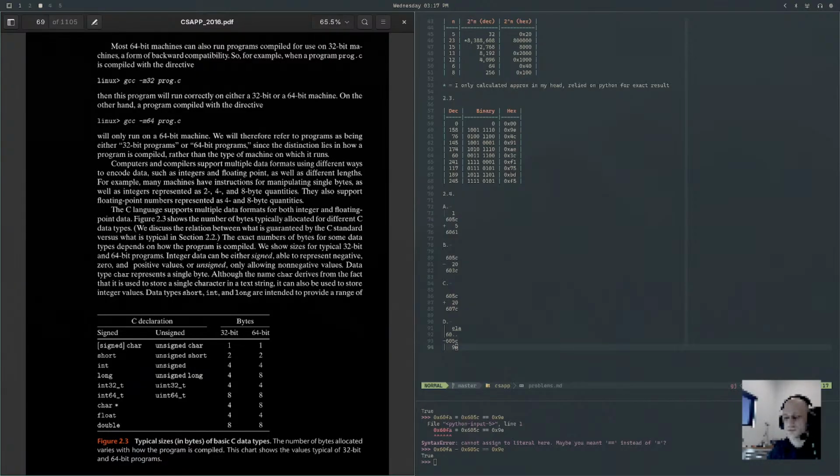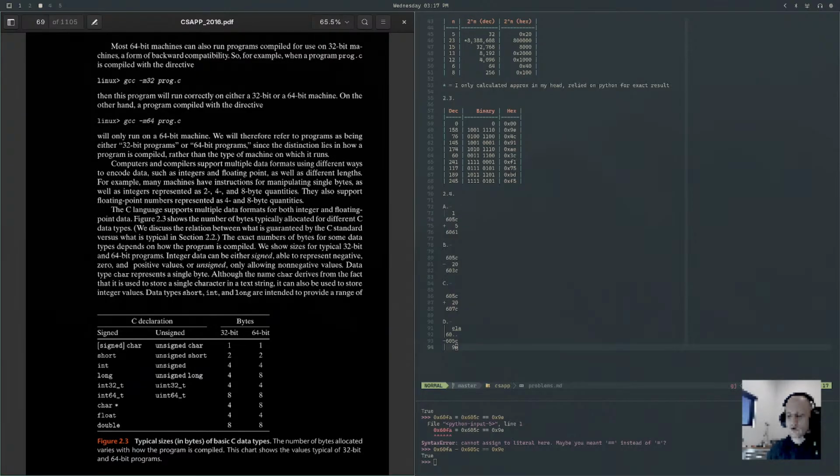Figure 2.3 shows the number of bytes typically allocated for different C data types. We discuss the relationship between what is guaranteed by the C standard versus what is typical in section 2.2. Exact numbers of bytes for some data types depend on how the program is compiled. We show the size for typical 32-bit and 64-bit programs. Integer data can be either signed, able to represent negative, zero, and positive values, or unsigned, only allowing non-negative values.